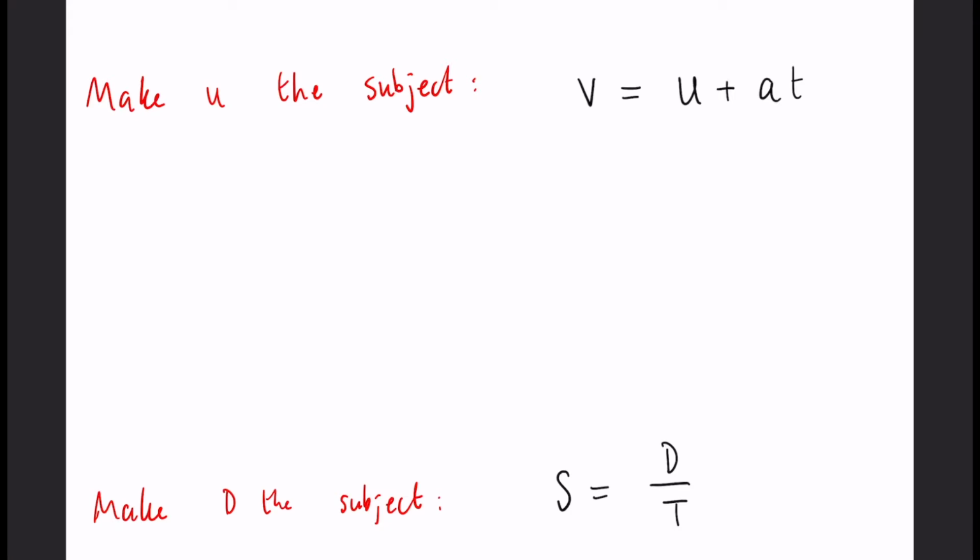In this video we'll be looking at a topic called changing the subject. Now all this basically means is just rearranging a formula so that another variable is the subject. So for example here we have v equals u plus at. We want to make the subject u. So ultimately our answer will be u equals something.